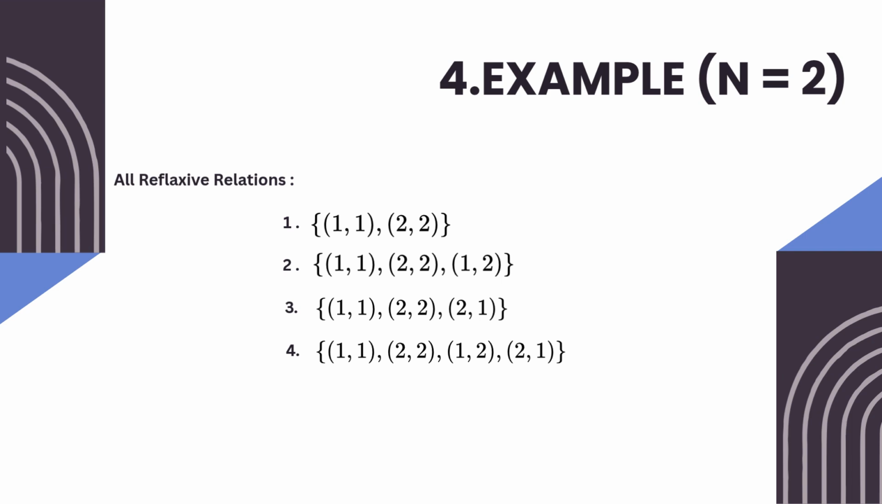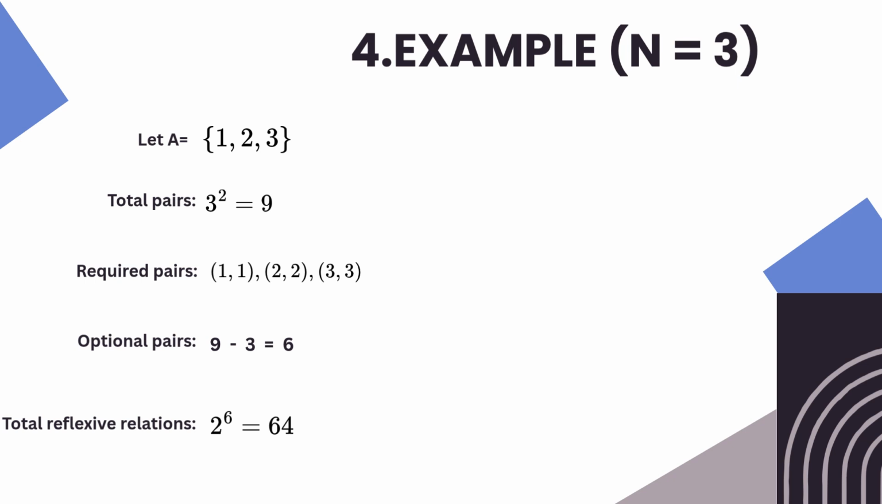For this example, we take A equals {1, 2, 3}, which means the set has 3 elements. So the total number of ordered pairs in A cross A is 3 squared, which is 9. For the relation to be reflexive, every element must be related to itself. So the required pairs are (1,1), (2,2), and (3,3). After removing these three required pairs from the total 9 pairs, we get 6 optional pairs.